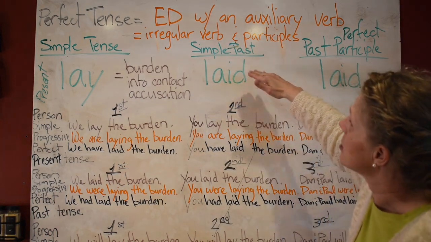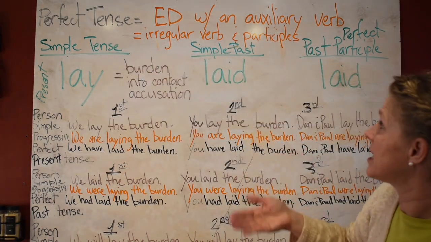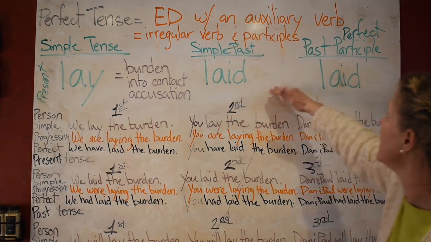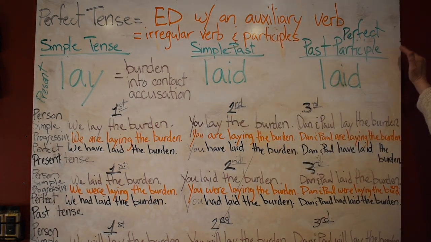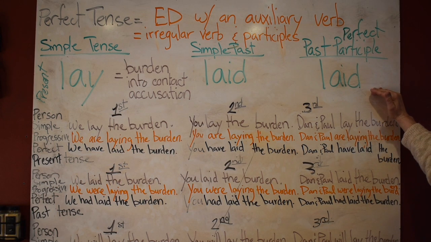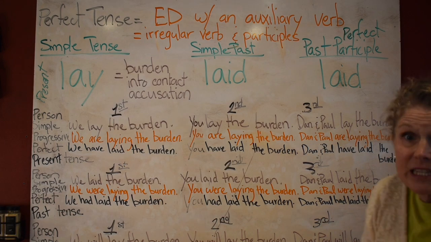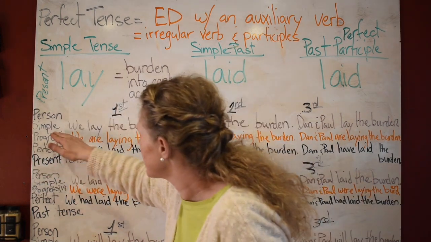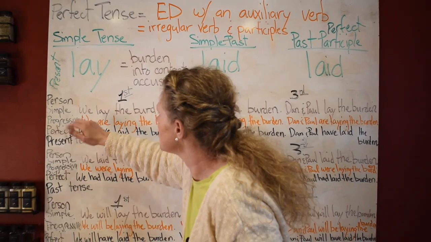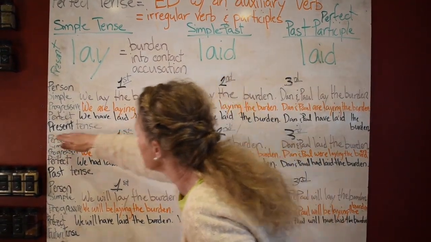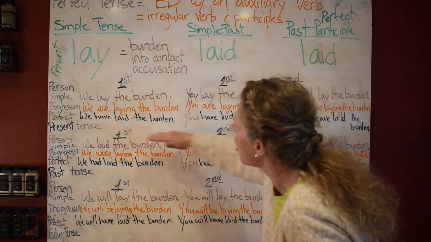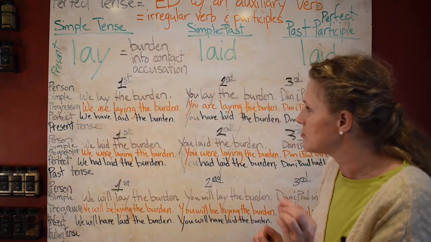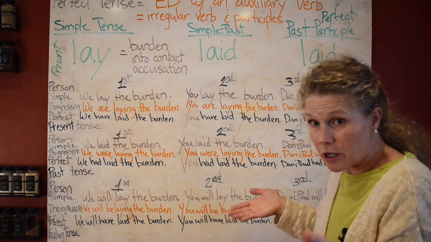Now we're talking about our perfect tense for you to understand with the irregular verbs. So the simple past is laid, and the past participle, which sits you in the perfect tense, is laid also. So these two are the same word, which makes it so much easier when you have the same word. I've changed these up a little bit. Let's look at the simple tense right here. We're going to talk about the present tense for all of these. So we have the simple, the progressive, and the perfect. So you have to use the correct verbiage for you to understand how to use this.